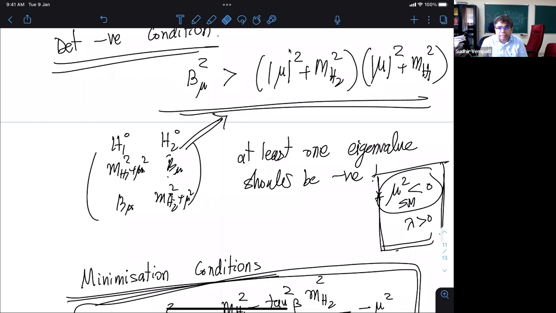So we'll meet in the next class, where we'll look at the MSSM spectrum, all the soft terms, and after electroweak symmetry breaking, how the spectrum changes. That's what we'll look at.